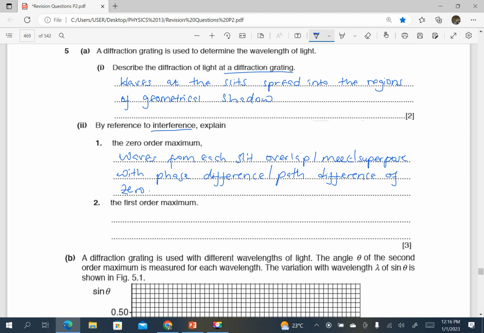Then by reference to interference, explain the first order maximum. Remember, maximum, that is constructive interference. For constructive interference, the path difference is going to be n times lambda. Remember, lambda is one cycle. That means the phase difference is going to be n times 360 degrees, or n times 2 pi in radians. Since it is the first order, n is 1, so the path difference is going to be lambda. The phase difference is going to be 360 degrees or 2 pi radians.